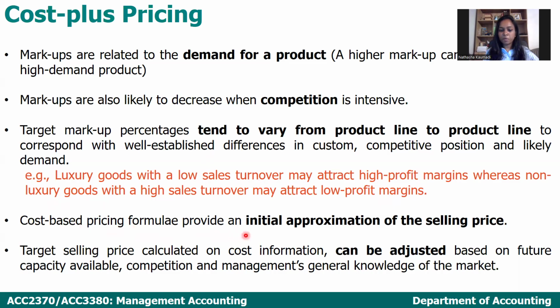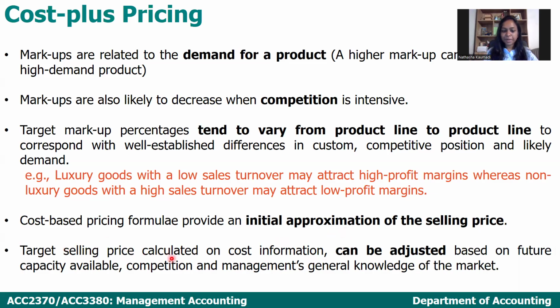Cost-based pricing formula provides, this is important, an initial approximation of the selling price. To decide the selling price, cost is an initial approximation. That is the minimum price, right? At least you need to cover the cost. Above that, you add markups and decide the selling price, but cost is the minimum; you need to cover the cost. That is the meaning of initial approximation. Initial approximation is the cost. Beyond that you can go, right?